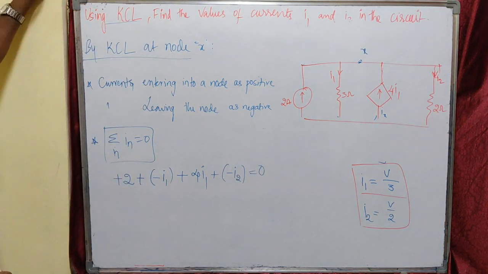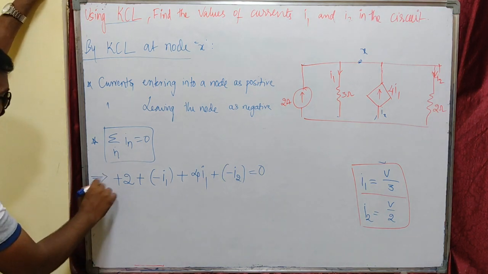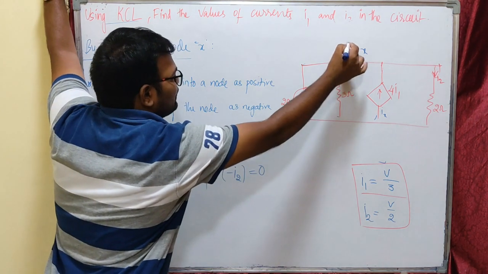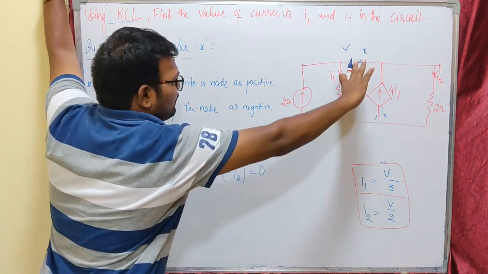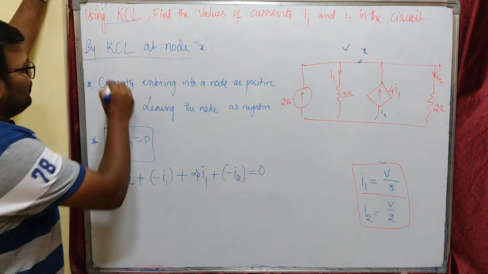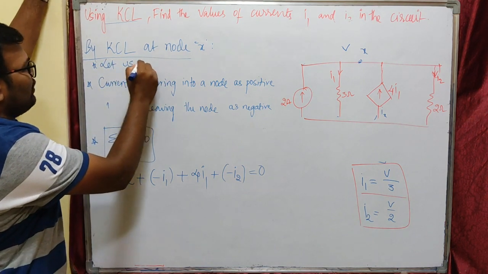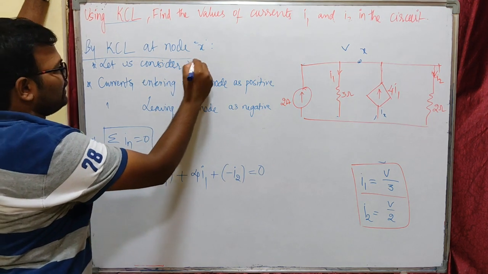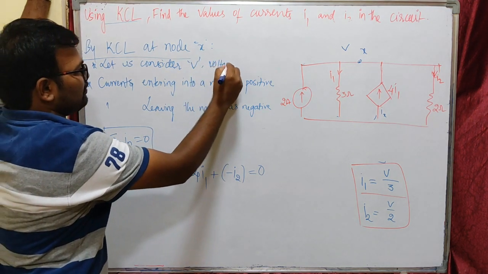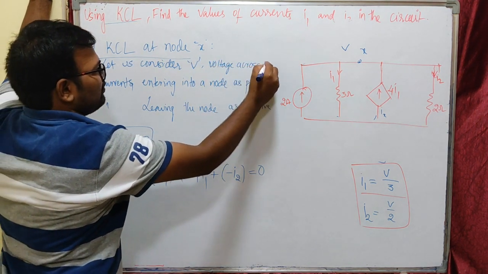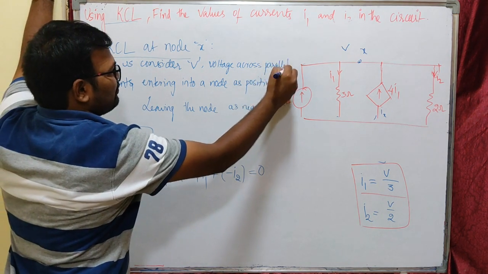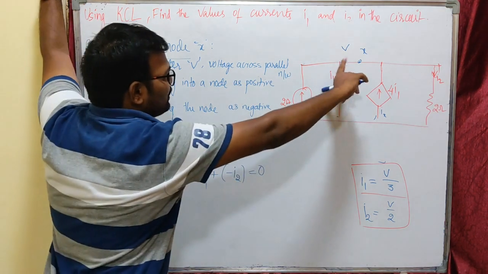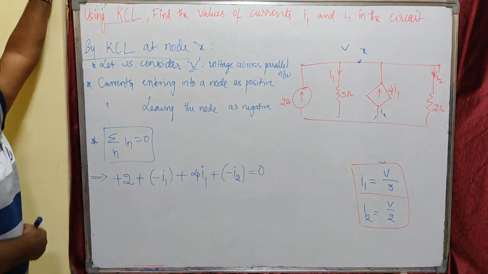Okay, so now this is KCL at node X. So what is the value of I1 here? Let us consider the voltage available at this node, across this parallel branch, as V volts. Let us also write it: V is the voltage across the parallel network. N/W is shortcut for network. So I am considering the voltage V as the voltage across this parallel network.